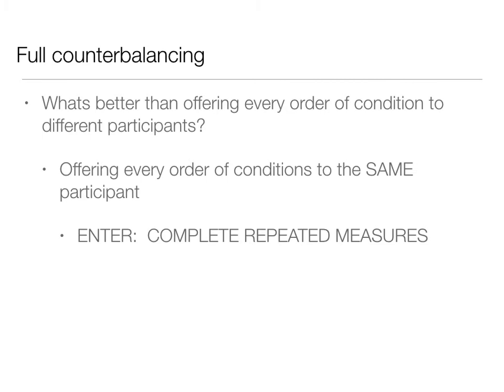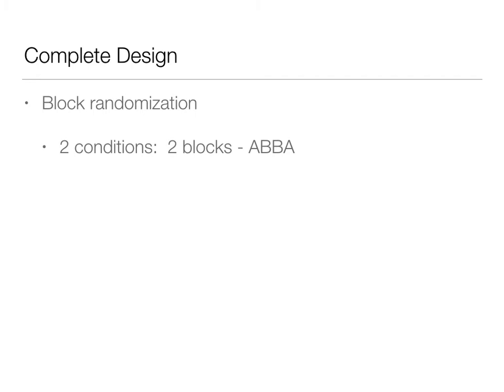So in the example of our treatment 1 versus treatment 2, instead of having treatment 1 then treatment 2 for one half of the group, and treatment 2 then treatment 1 for the other half, within each participant, they would get treatment 1, then treatment 2, and then treatment 2, then treatment 1. We would have all possible orders so that we really are making sure that any differences are balanced equitably across the groups. For these complete designs, we can use block randomization again. So with 2 conditions, that would be A, B, B, A. That's what I just talked about, right? So we have condition 1, then condition 2, then condition 2, condition 1.